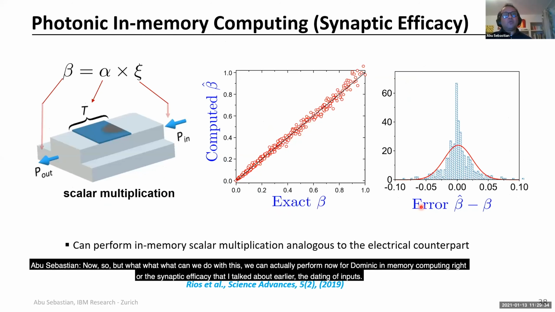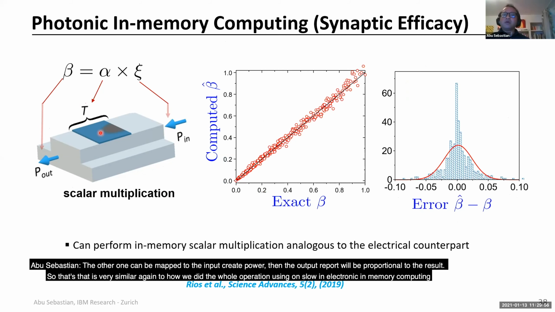But what more can we do with this? We can actually perform photonic in-memory computing, or the synaptic efficacy that I talked about earlier, the grading of inputs. For example, if you have two operands like alpha and C, which you want to multiply to get a beta, then you can store one of these operands in terms of the transmission state. The other one can be mapped to the input read power. Then the output read power will be proportional to the result. That is very similar again to how we did the whole operation using Ohm's law in electronic in-memory computing.